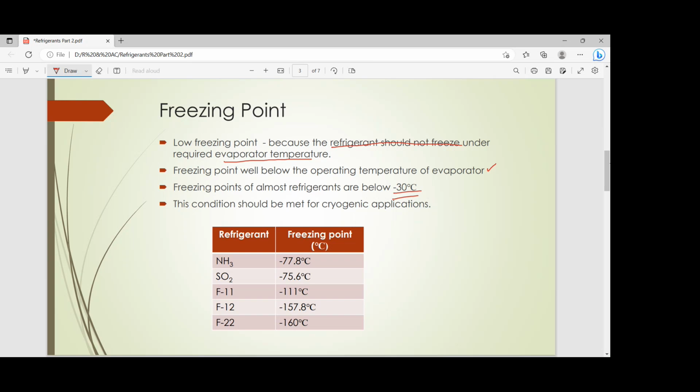Okay, and we prefer a very low freezing point in refrigerants when we go for cryogenic applications. So in cryogenic applications, we prefer refrigerants which have a very low freezing point temperature. Look at Freon 12, minus 157.8, Freon 22, that is minus 160. These have very low freezing points, and these refrigerants can be applied in situations like cryogenic applications.